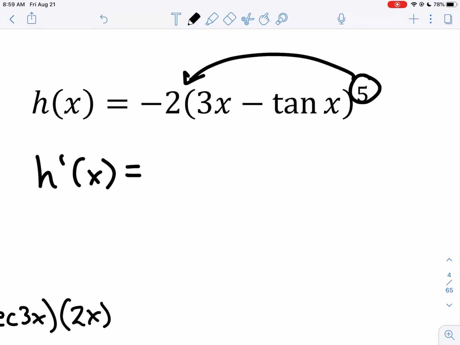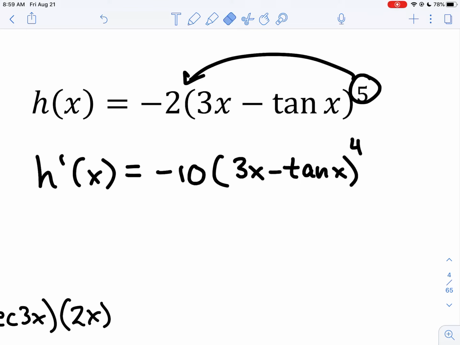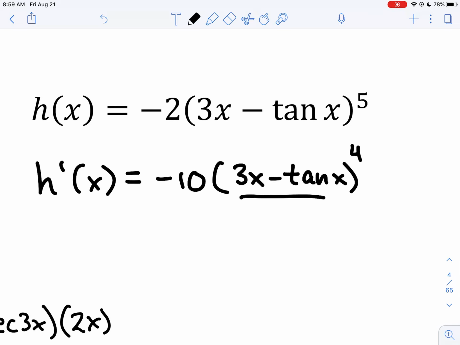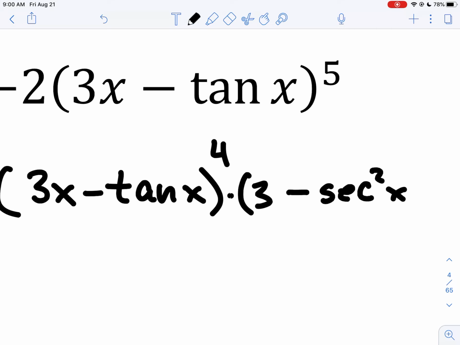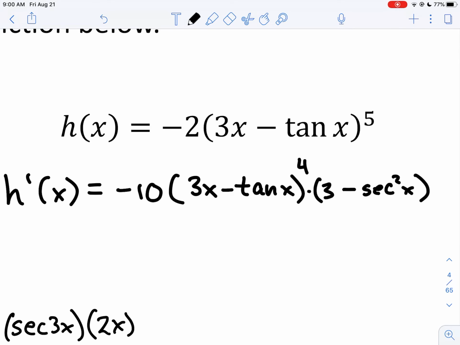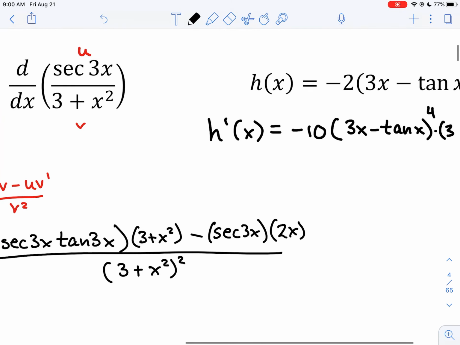So this 5 will multiply down to that -2, so it makes a -10. The base repeats. This is important, so don't change the base. The new power drops to 4. So we got the first part of the power rule down. But then the chain rule component of the generalized power rule says now we need to multiply all of this by the derivative of what's inside the parentheses, by the derivative of the base. So the derivative of 3x is 3, and the derivative of tangent of x is secant squared. And finish up that derivative. And that would be an example using the generalized power rule.